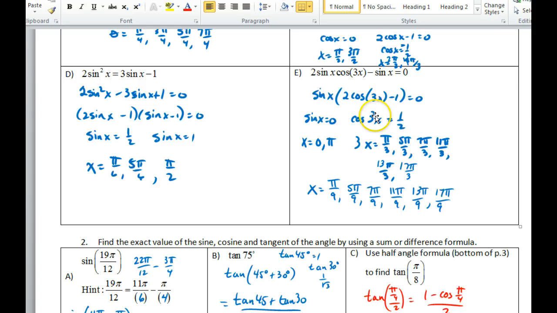Then I just get cosine of 3x is equal to positive 1/2. So from here I get two answers. Sine of x equaling 0, it's 0 and pi. And from this one, 3 times as fast, so I'm probably going to get 6 answers from here. The normal answers for the cosine being 1/2 would be pi over 3 and 5 pi over 3. But I'm going to take this one and add 2 pi again, and take this one and add 2 pi, and so on. Then I divide everything by 3 and I get these solutions down here.